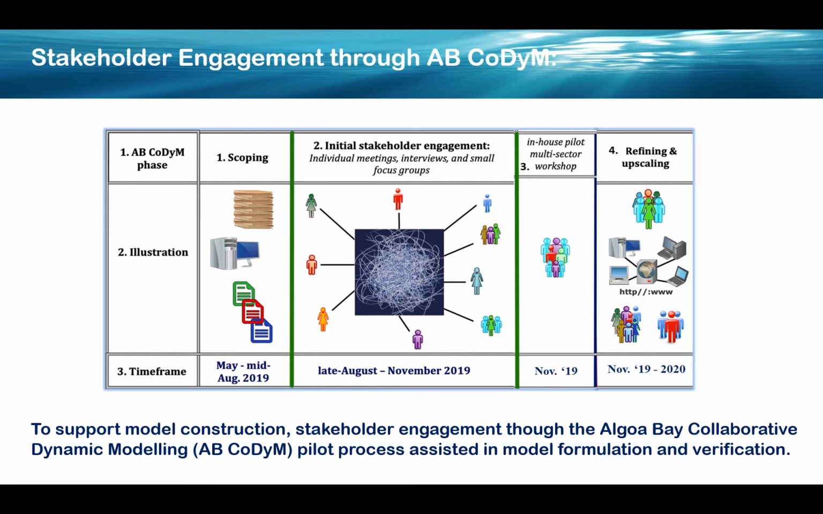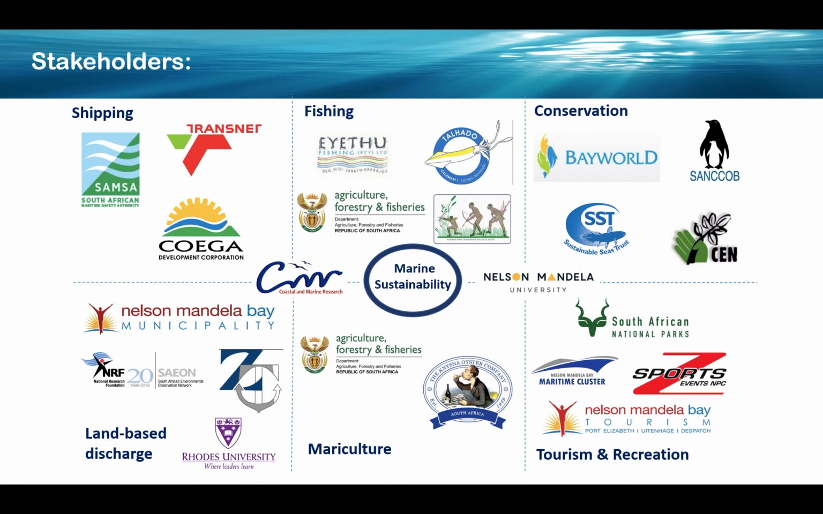In order to develop the model, we hosted a small stakeholder engagement process, which was called the Algoa Bay Collaborative Dynamic Modeling Process. The aim of the process was particularly to engage with stakeholders to ask them what their planning visions are in the different sectors and what they would like to see in the model. We hosted it in different stages, where we first met with stakeholders from different sectors individually, and thereafter we held a very small pilot multi-sectoral workshop. This entailed meeting with stakeholders from governments as well as from the different marine sectors included in the model.